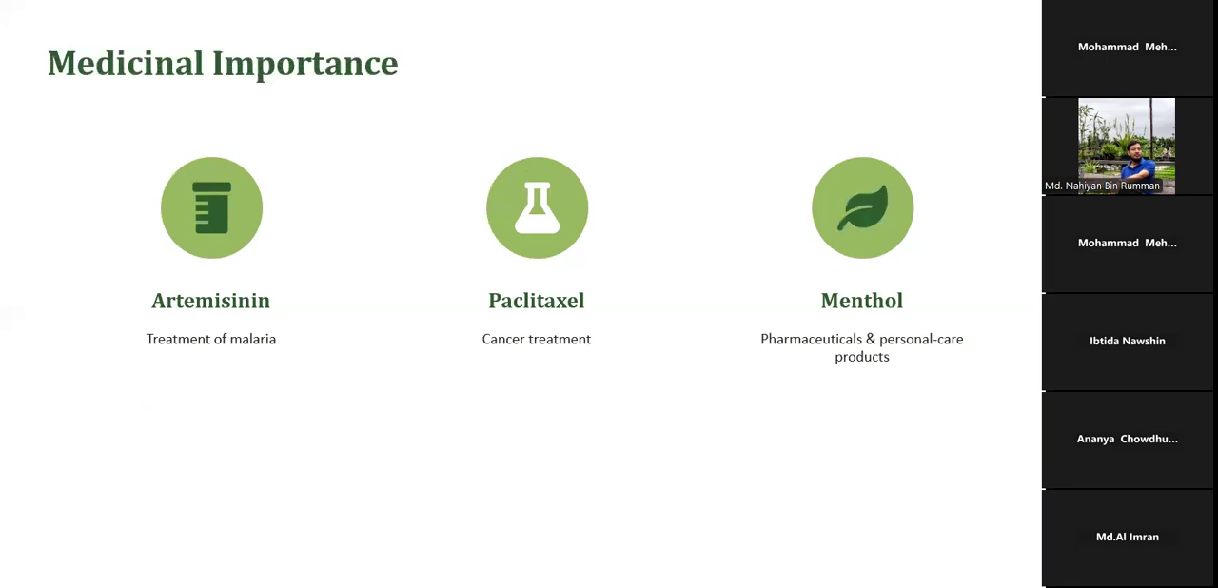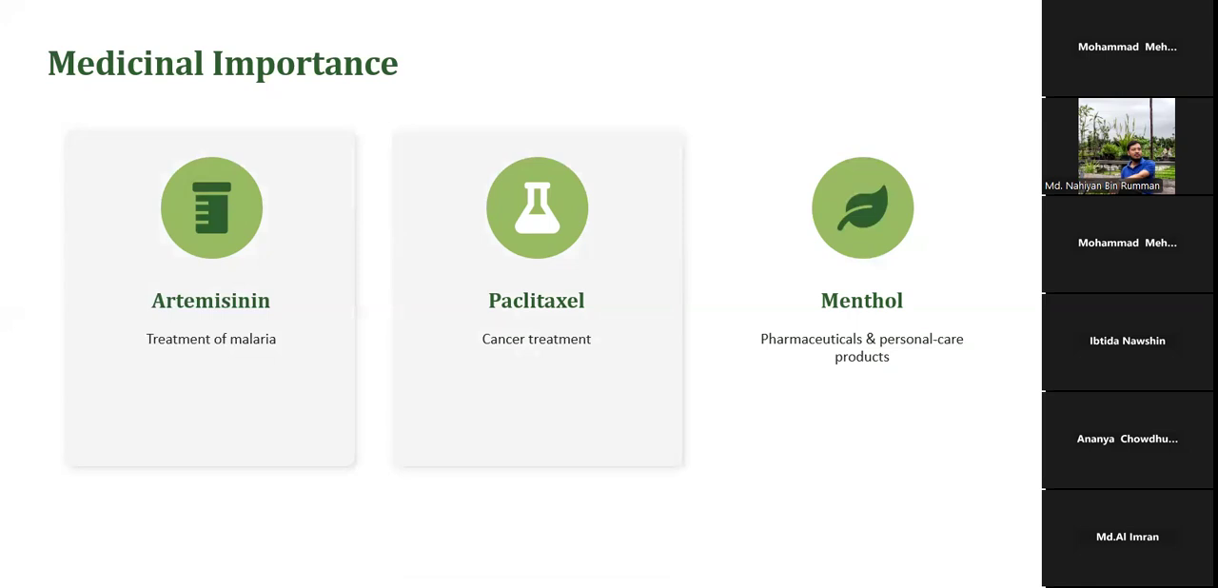Now we will talk about the medicinal importance of terpenes. Terpenes have a significant medicinal value. Artemisinin, obtained from Artemisia annua, is one of the most effective medicines used to treat malaria, and it is derived from terpenes.